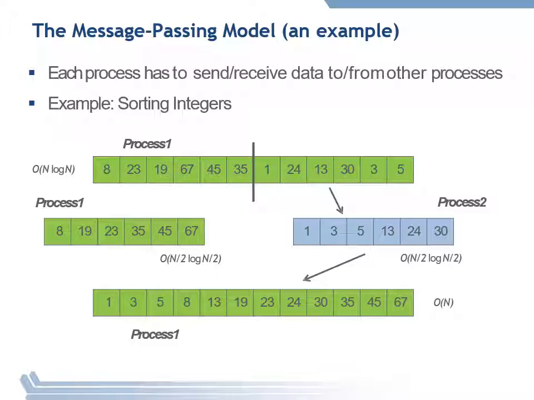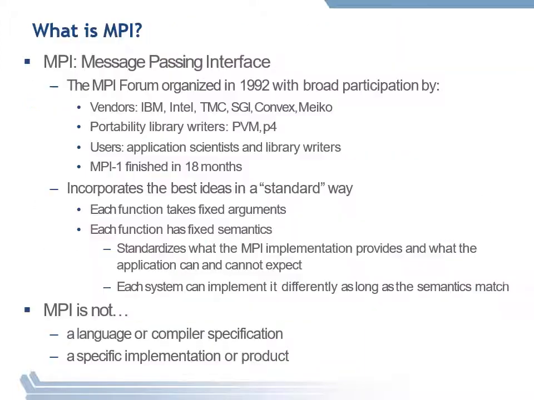Here we are taking a sorting integers example. In the beginning there will be a simple one process, and then the later step will be dividing it into process 1 and process 2, and then we'll be sorting into one process. So this is an example of that.